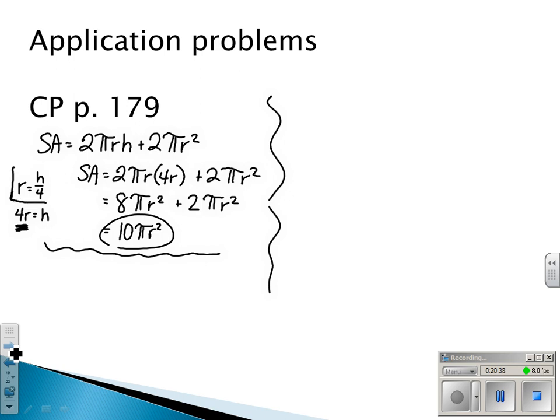r is equal to, come back to that ratio, r is equal to h over 4. So put that in every time you see an r. Okay, so all I did was plug in the h over 4's for those two r spots that are in the formula. Now start simplifying.